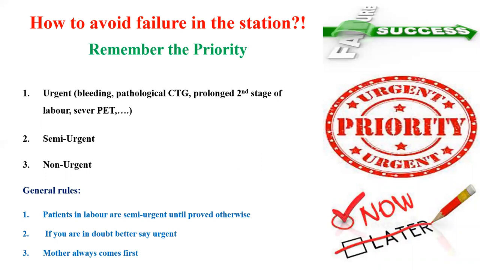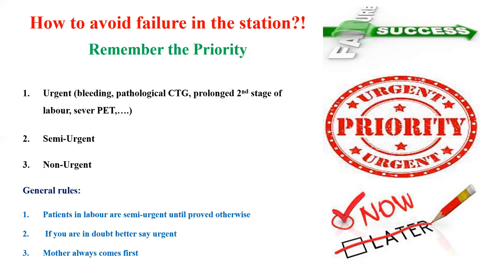Again, avoid failure. This is a labor room prioritization station. So if you mention the priority, what's needed from you in this station, what will be done, who will do, and when it will be done, then you will justify. So if you miss the priority with the stress of the exam, if you didn't remember when it will be done, this means you lost a very big part of your station. You lost the main point of this station, which is the priority. So there are general rules to remember the priority.